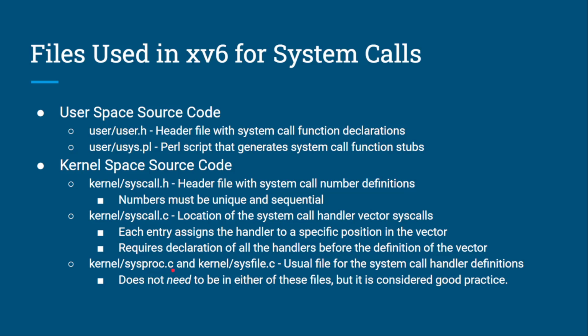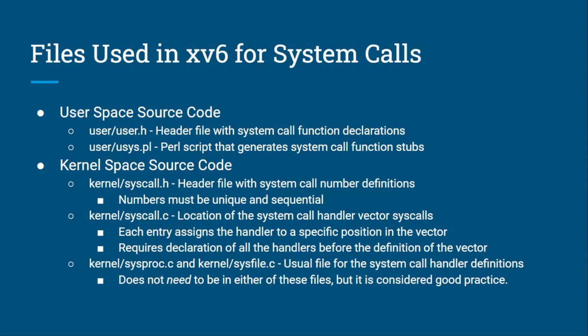sysproc.c is where the handlers are for process-related system calls. And sysfile.c is the source code where you can find the system call functions for file-related system calls. And if we think closely about the two that we're following, the wait system call should be in sysproc.c. And the write system call, which writes to files, should be in sysfile.c.